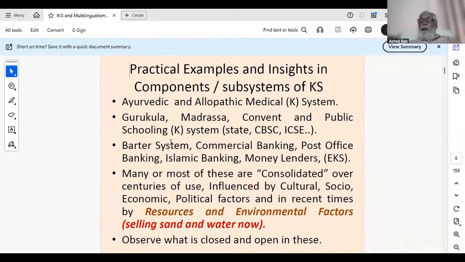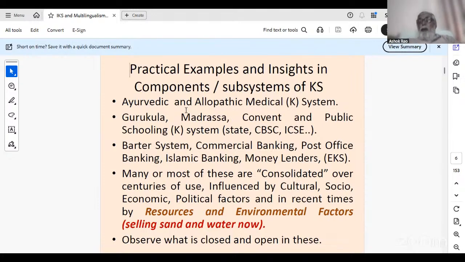If you look at the economic system, you have barter system, which you probably do with your neighbors even now. Commercial banking, post office banking, which gives you 1% higher interest. Islamic banking supposedly doesn't charge interest rate. And you have the historical money lenders who still are there today. Okay. So you will see particularly Ayurvedic and allopathic system.